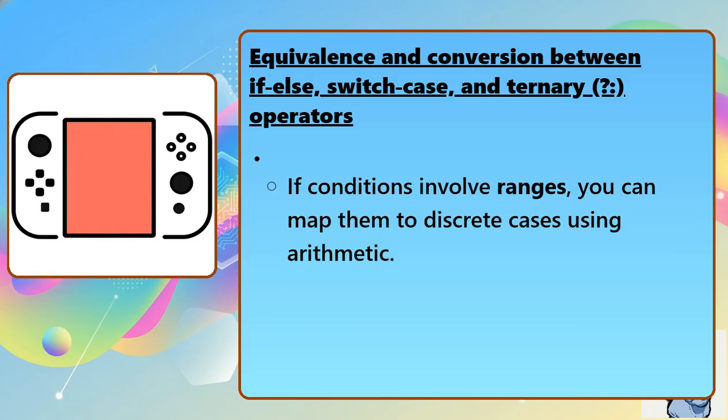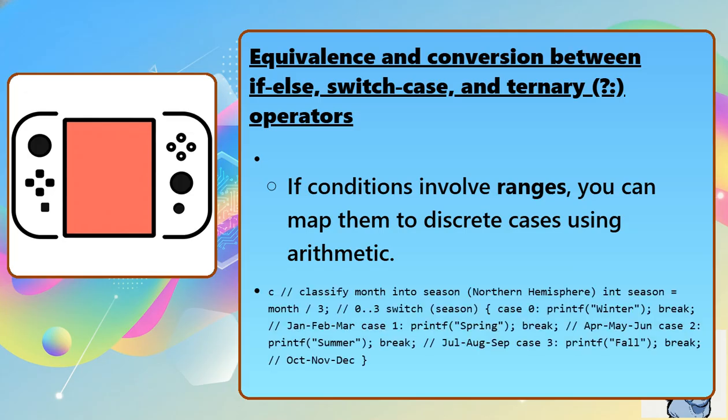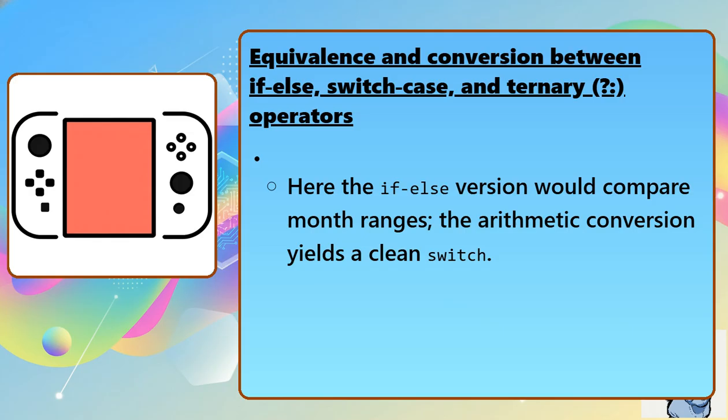7.3 Converting a complex if-else ladder to switch. If conditions involve ranges, you can map them to discrete cases using arithmetic. Classify month into season, Northern Hemisphere: int season = month / 3, giving 0 to 3. Switch season: case 0, print winter, break; case 1, print spring, break; case 2, print summer, break; case 3, print fall, break. Here the if-else version would compare month ranges. The arithmetic conversion yields a clean switch.